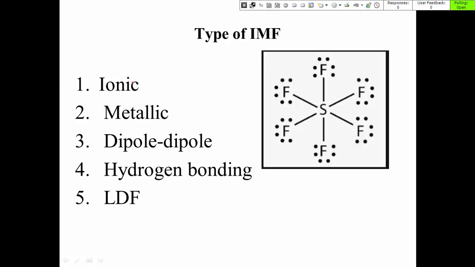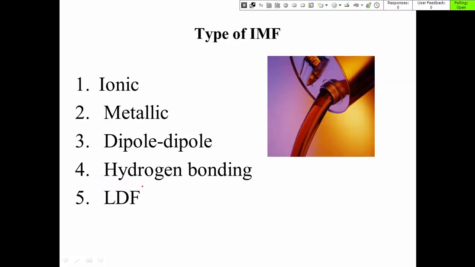So SF6, structure is octahedral. Octahedral, as long as there are no lone pairs or different atoms, would have London dispersion forces because it is nonpolar. This is oil. Oil is highly nonpolar. Doesn't mix with water. That's how you know it's nonpolar. And if it's nonpolar, it's London dispersion forces.